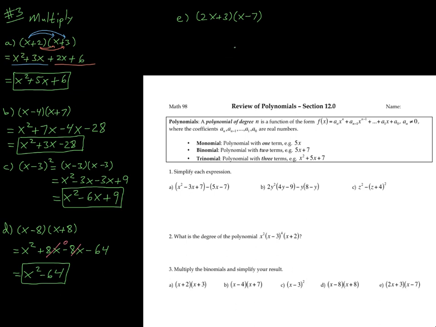And then lastly, E. This one is just more of the same. We'll distribute the 2x, and we will get 2x squared. Then distribute to the negative 7, and that's going to give you a minus 14x. Then 3 times x, that'd be 3x. And then lastly, 3 times negative 7 would be minus 21. Then combine those middle terms: 2x squared, this would be minus 11x, and then minus 21.